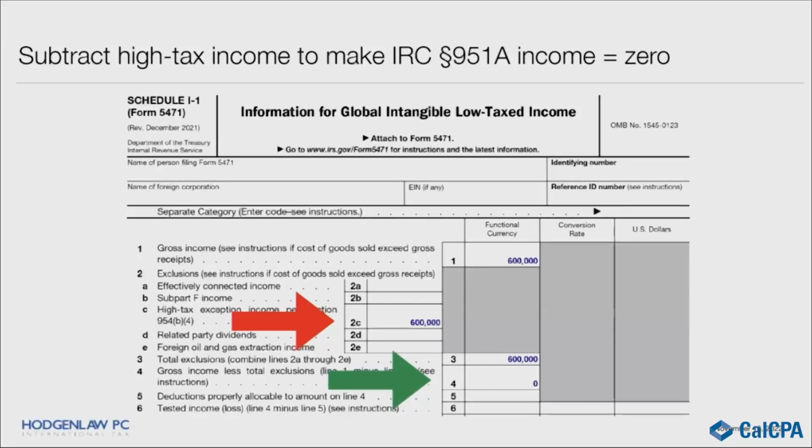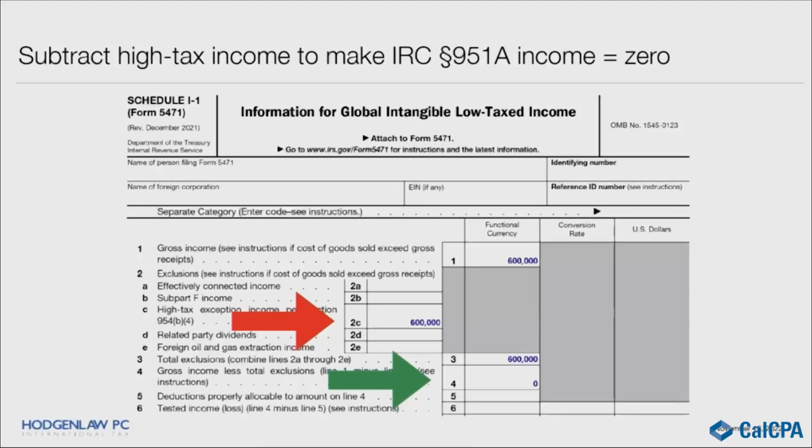So this means that the total amount of exclusions in computing the amount that's going to be taxable in the long run is going to be $600,000, which means the gross income on line 4 is 0. On line 5, you're not allowed to take deductions below 0. So line 6, this tested income number, which remember goes to Form 8992 and then to Form 1040 Schedule 1 and then to Form 1040, is also going to be 0.